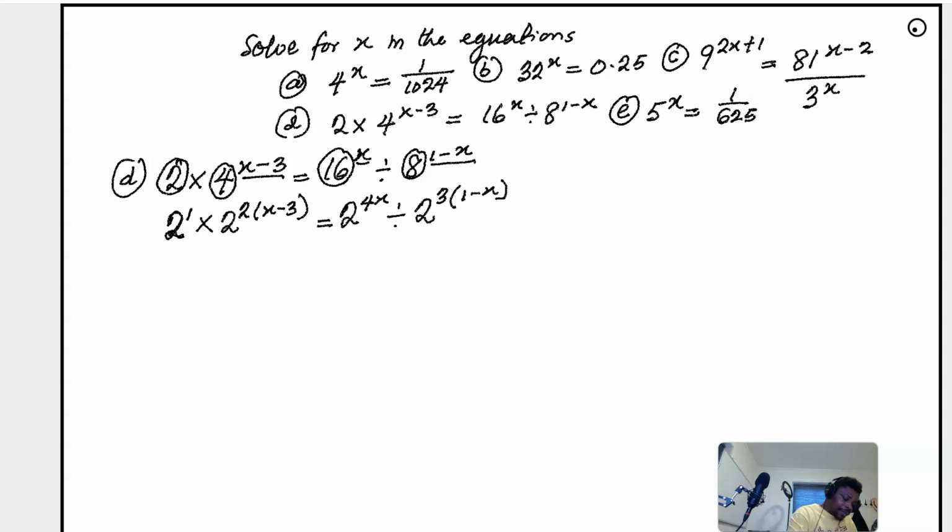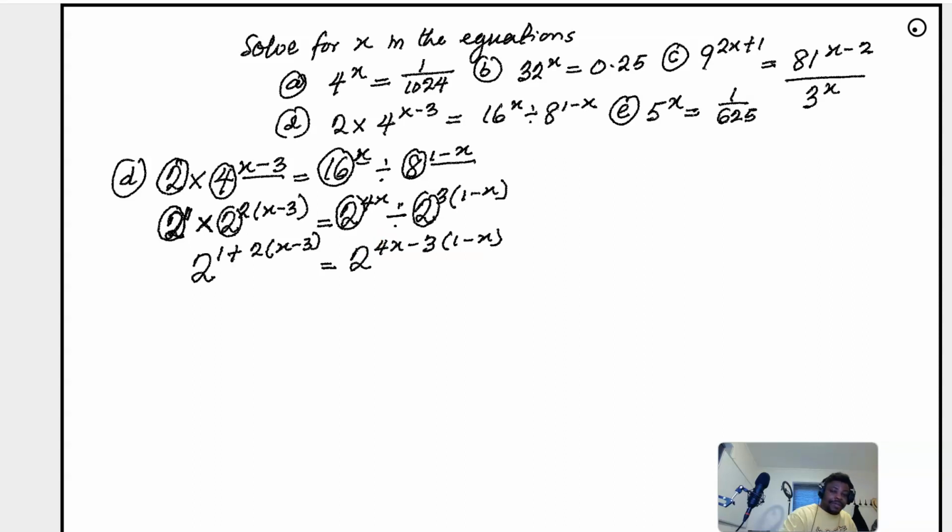Remember, the bases here are the same and you are multiplying. That is the first rule of indices. Whenever you are multiplying same bases, you add the powers. So same bases, I say 2 and I say 1. Multiplication is plus now, so 2 raised to 1 plus (x - 3). For this one here, I have base 2 and I'm dividing, so I subtract the powers: 4x minus 3(1 - x). Okay?